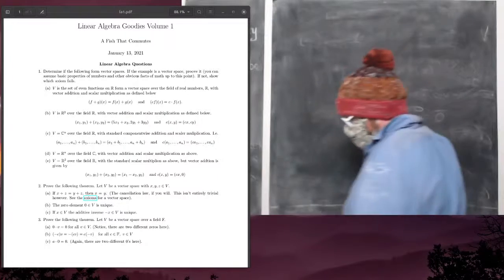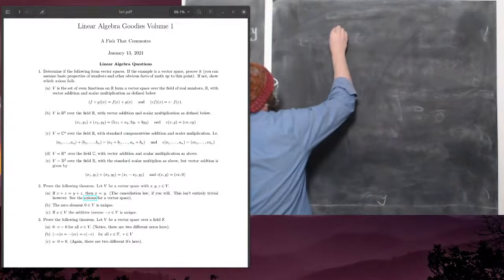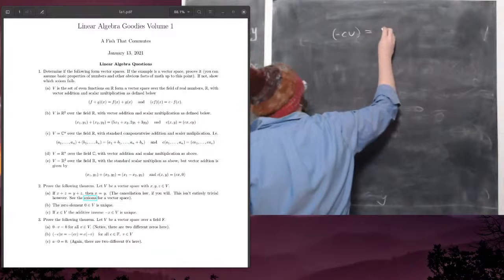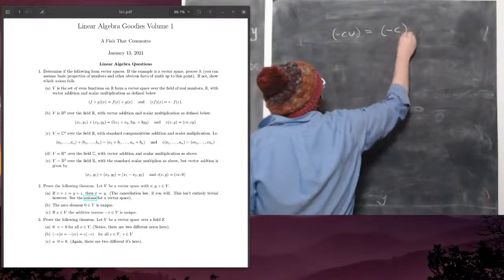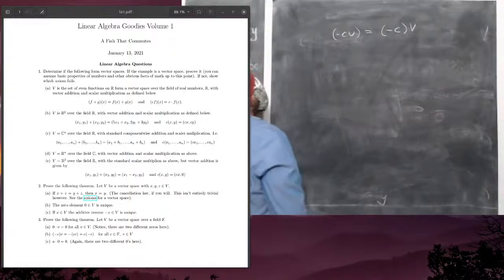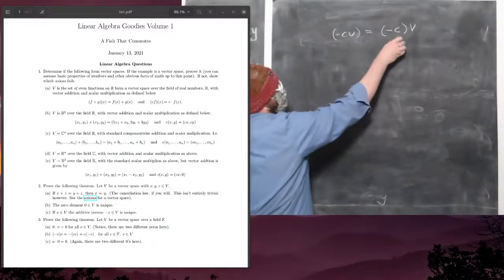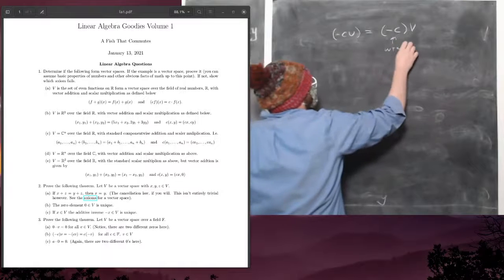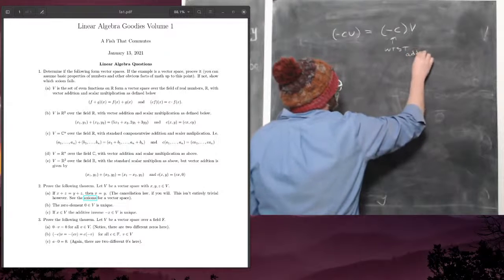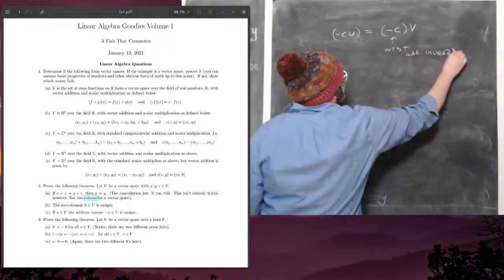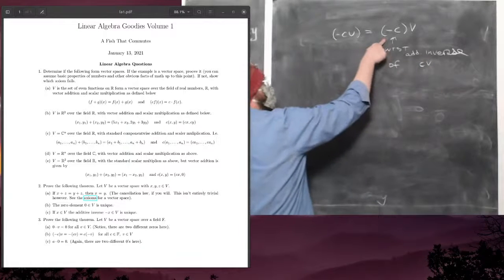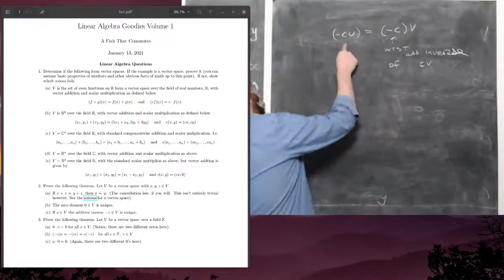So let's show that minus CV, let's do this one first, equals minus C times V. I think I used A's on there. Oh, no, I did use C's, cool. So what do we want to do? We want to show that this is the additive inverse of CV. Because if this is the additive inverse of CV, we know that inverse is unique, so it has to be equal to that.